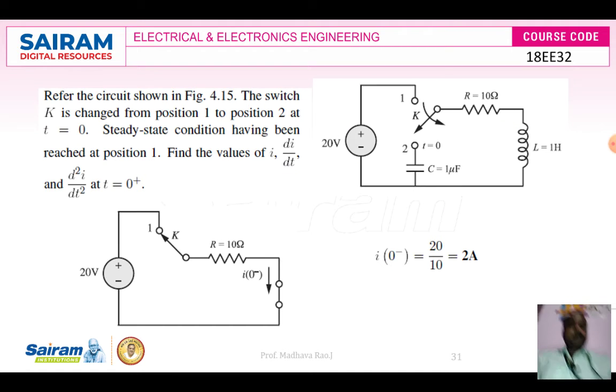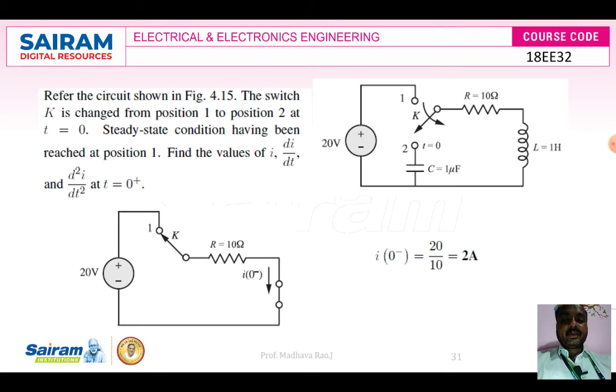So this type of problem is very important for your examinations. Refer to the circuit shown in the figure. The switch K is changed from position 1 to position 2 at t is equal to 0, the steady state condition having been reached at position 1.